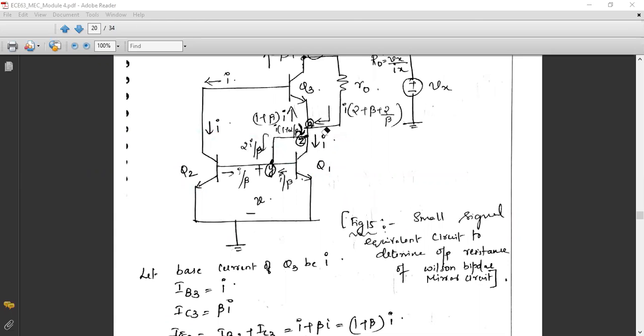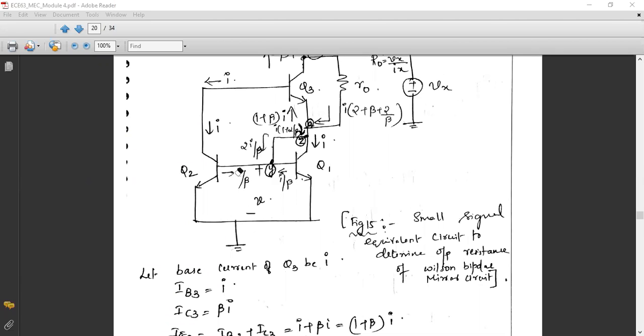So when collector current is I, what will be the base current if the current amplification factor of the transistor is beta? What is the relationship between base current and collector current? Anyone? Sir, IC equal to beta times IB, sir. Yes, good, Santosh. IC is equal to beta times IB, which implies IB is equal to IC divided by beta. Here IC is I, right? So I divided by beta will be our base current.